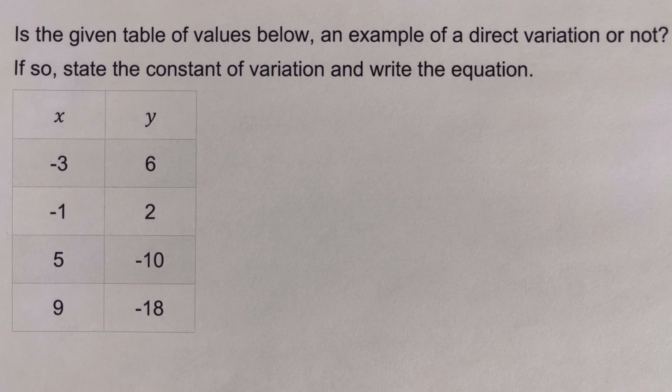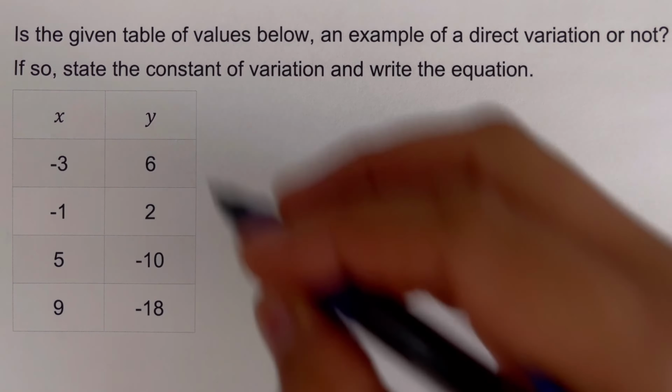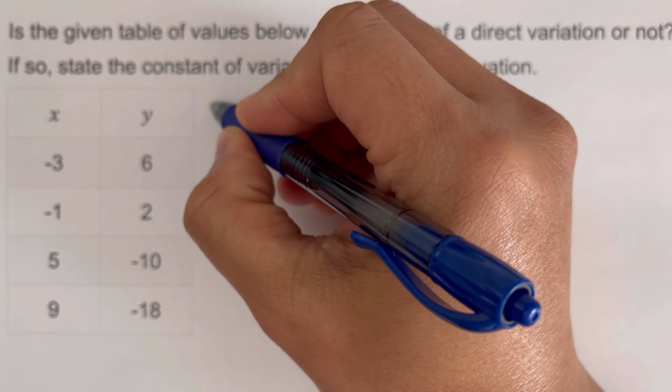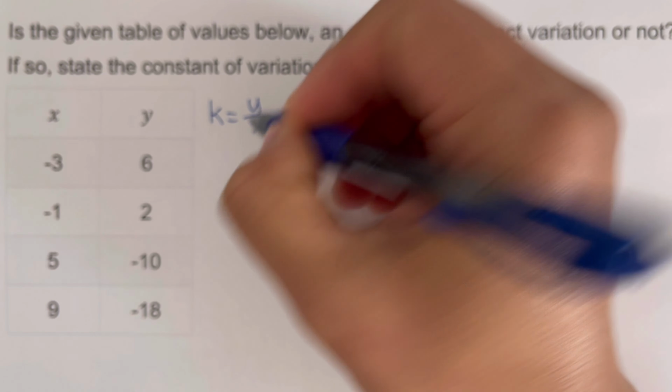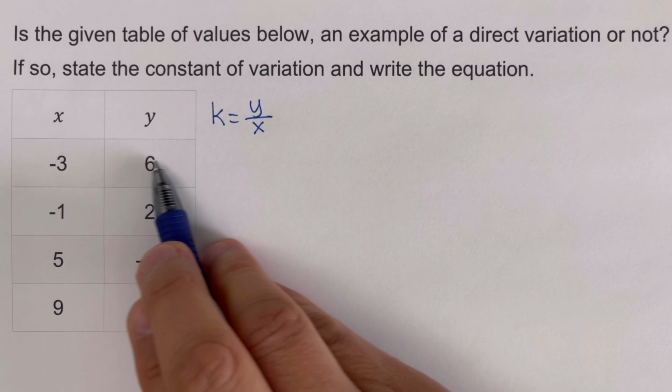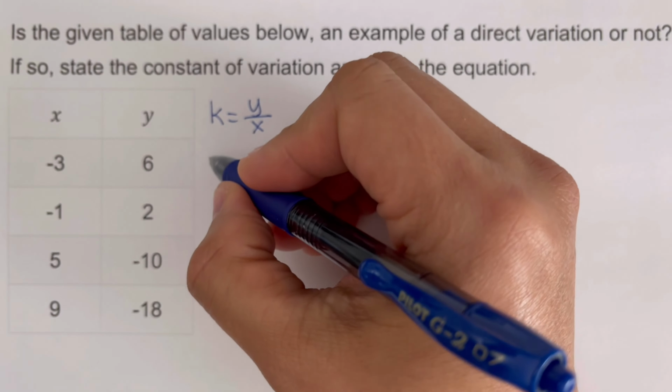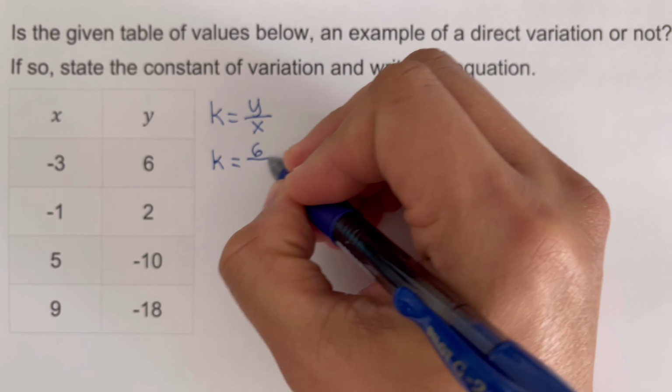Okay, so we go over the problem here. Again, we're supposed to determine the k or the proportionality constant. The equation is k equals y over x. So I'm going to go ahead and show the work for the k for each of these ordered pairs. I'm going to start with the first one.